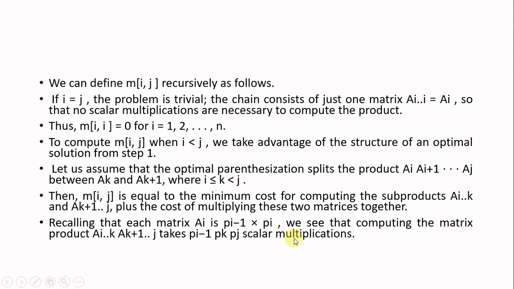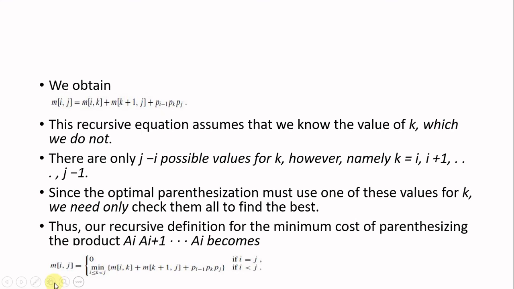Clear? So we can define m of i comma j. What is m of i comma j? That is the cost of the optimal solution for the input a_i to a_j. That is equal to m of i comma k plus m of k plus 1 comma j plus p_(i-1) p_k p_j. Clear?